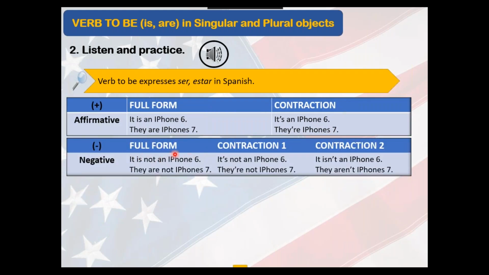Negative, in full form, it is not an iPhone 6. Contraction 1, it's not an iPhone 6. Contraction 2, it isn't an iPhone 6. In plural, they are not iPhone 7. Contraction 1, they're not iPhone 7. Contraction 2, they aren't iPhone 7.